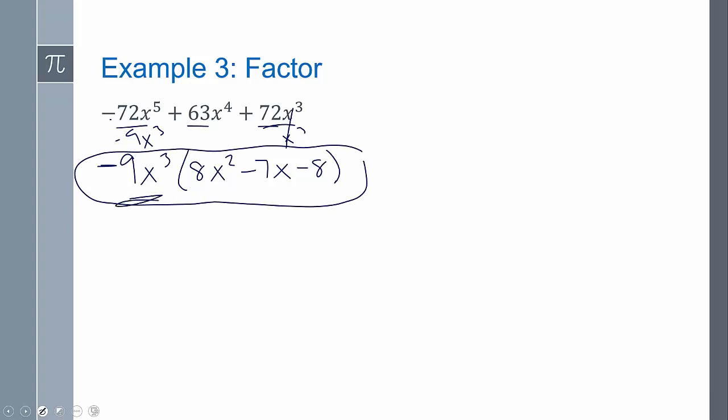Now you're probably thinking, wait a minute, Mr. Duval. You just said, when we factor, we're writing it as multiplication. Well, we did. This is negative 9 times x cubed times all of this.